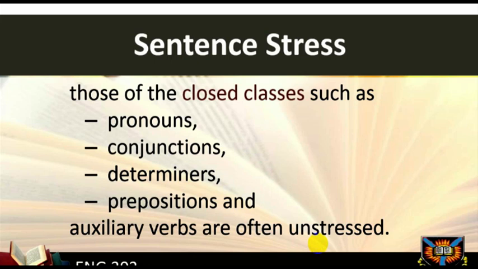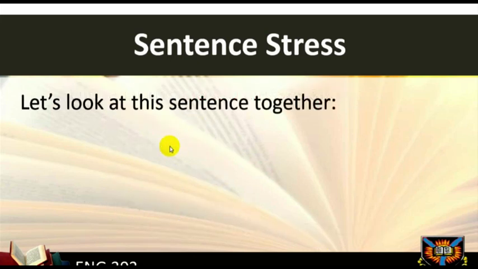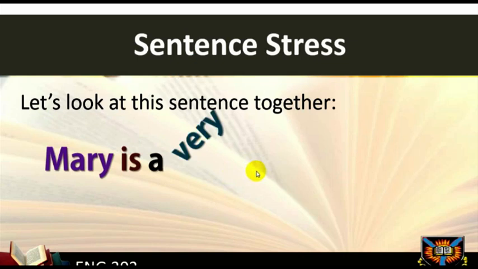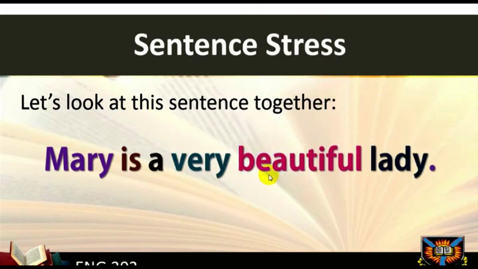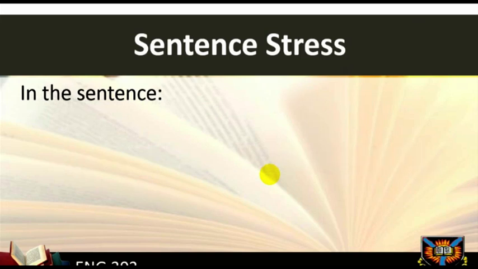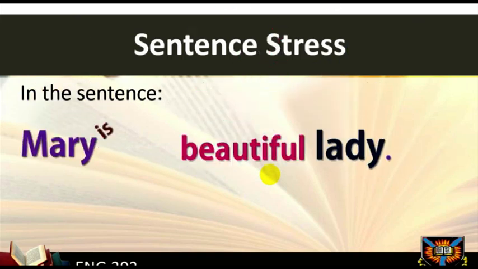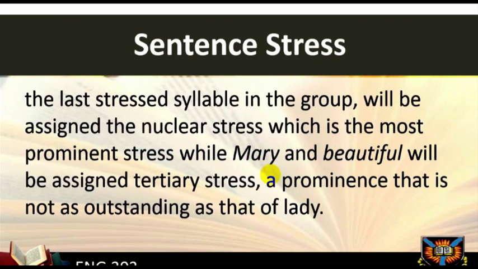Let's look at this sentence together. Mary is a very beautiful girl. Mary is a very beautiful lady. In the sentence, Mary, beautiful, and lady will be assigned stress, while is and a will be left unstressed.